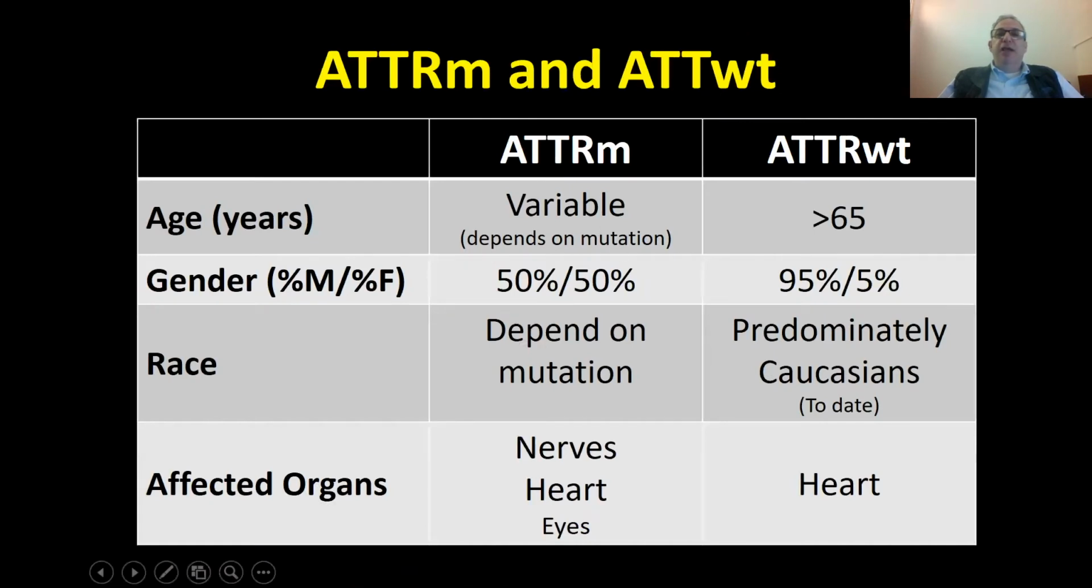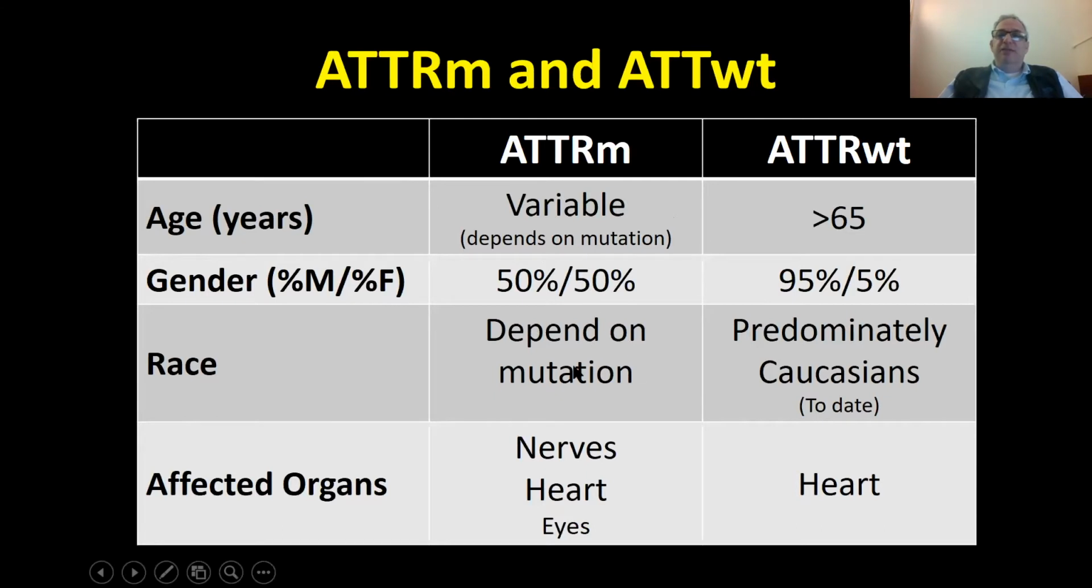As I implied, there is a form of this condition which we call ATTRwt, or really now we call it variant. We don't like the word mutation because it sounds like, you know, it's not PC, or wild type. ATTR variant affects people of various ages depending upon the mutation or variant in the protein. There are literally over 130 variants or changes in this small little protein that's only 127 amino acids. And the gender distribution here is pretty equal.